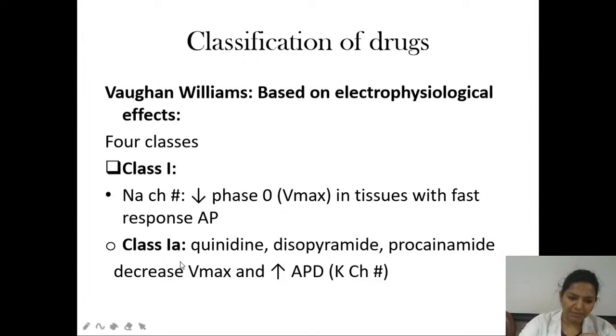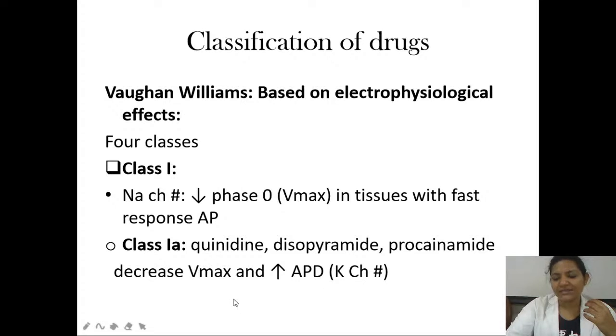If we go to the subtypes of class 1, class 1A consists of quinidine, disopyramide, procainamide. They decrease the Vmax. Along with that, they increase the action potential duration because of potassium channel blockage. So basically, class 1A consists of sodium channel blockage and also potassium channel blockage, right?